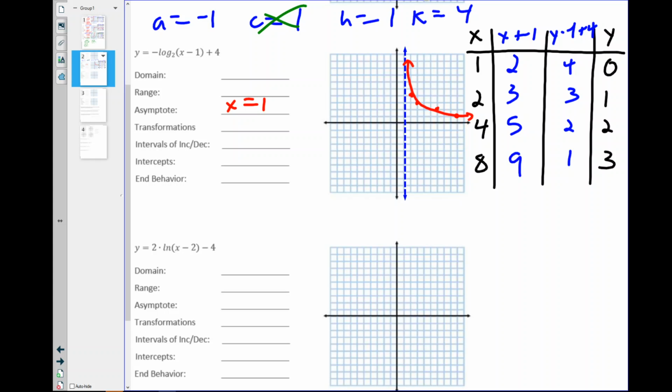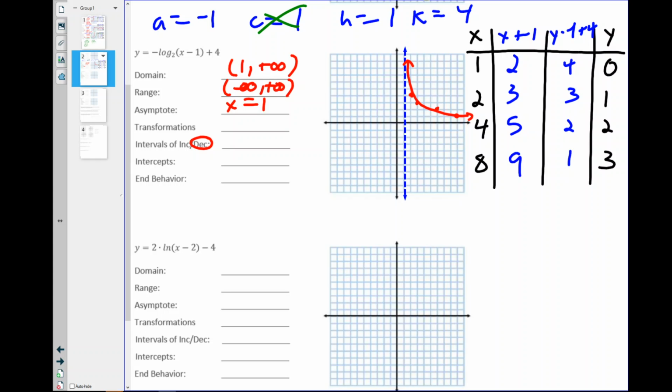Is this increasing or decreasing? It's decreasing. But before we put the interval, I guess we should go backwards. What's the domain here? Yeah, don't just automatically put all real. The all real numbers goes on range. The domain is to the right of the asymptote, so it would be from 1 to positive infinity.